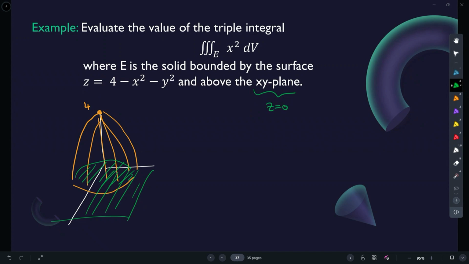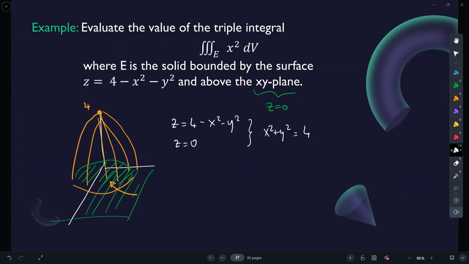This has rotational symmetry about the x-axis, so it's a perfect candidate to do cylindrical coordinates. I need to know what is the shape of the projection. Okay, so what is happening here? That is given by z equals 4 minus x squared minus y squared, and z equals 0. So all in all, I get x squared plus y squared equals 4. So it's a circle of radius 2.